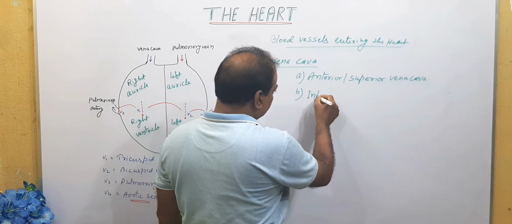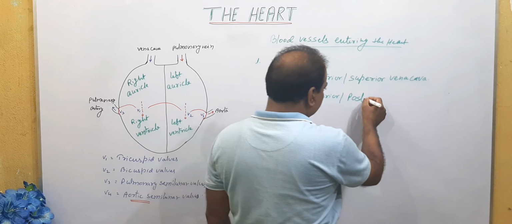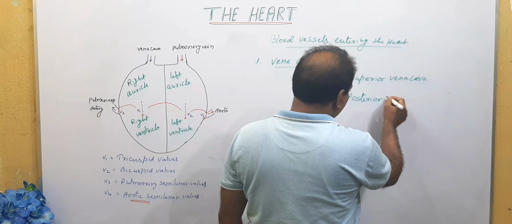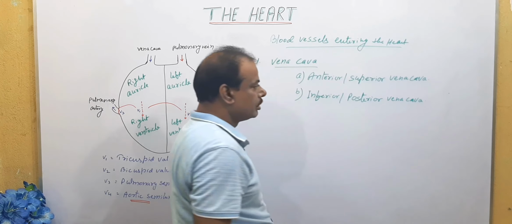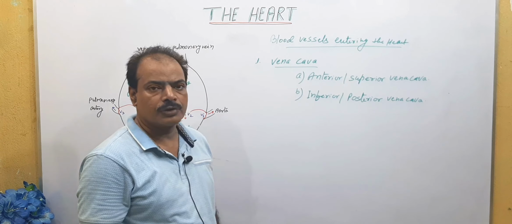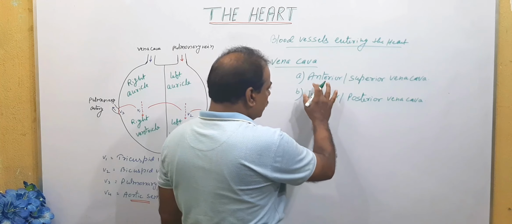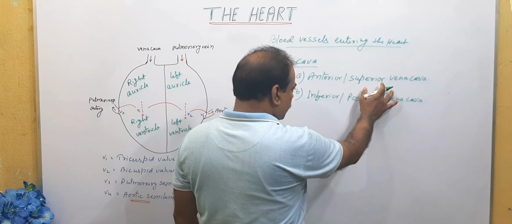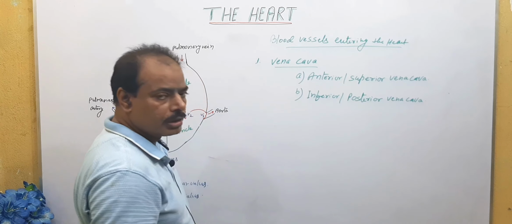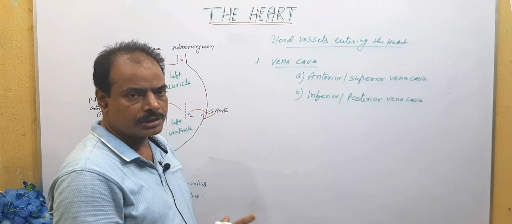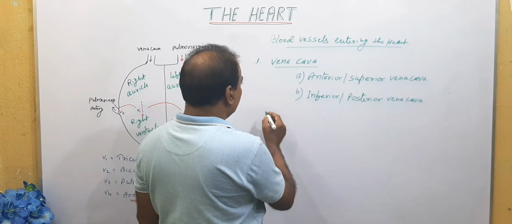inferior or posterior vena cava, and it carries deoxygenated blood from the lower portions of the body. In this way, anterior or superior vena cava and inferior or posterior vena cava pour blood which is deoxygenated type in the right auricle of the heart.